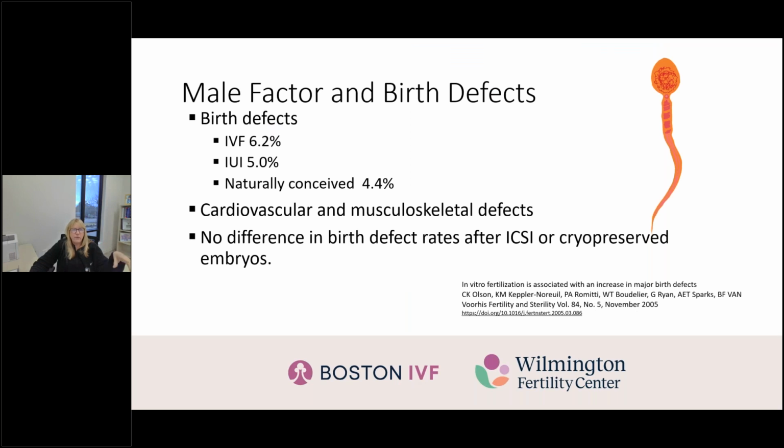This is a study from the University of Iowa, looking at IVF and birth defects there. What they found was that IVF is about 6%, IUI 5%, naturally conceived about 4%, and they found an increase in cardiovascular and musculoskeletal defects. But they did not see a difference in rates after ICSI or with frozen embryos.